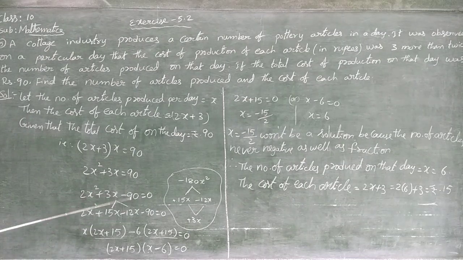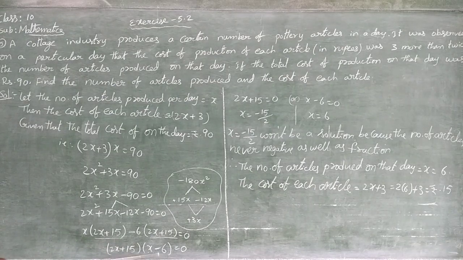Plus 90 comes this side, minus 90. Split the middle term by using the factorization method. 15x minus 12x will give us the plus 3x. Multiply these two: the product is minus 90 times 2, the product of the extreme terms. In these two you can take x as common, then we are left with 2x plus 15. In these two you can take minus 6 as common, then we are left with 2x plus 15. Here 2x plus 15, 2x plus 15 take as common, then we are left with x minus 6.